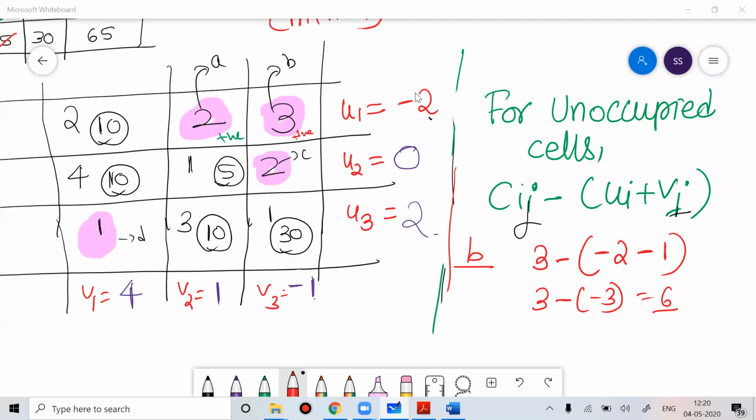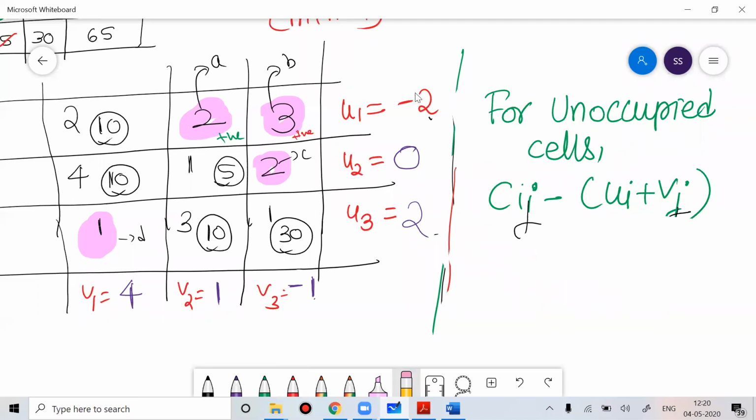Okay. Now I did A, I did B. Now let's do C. For C, what is C? C is A23. So what is the cost of C?